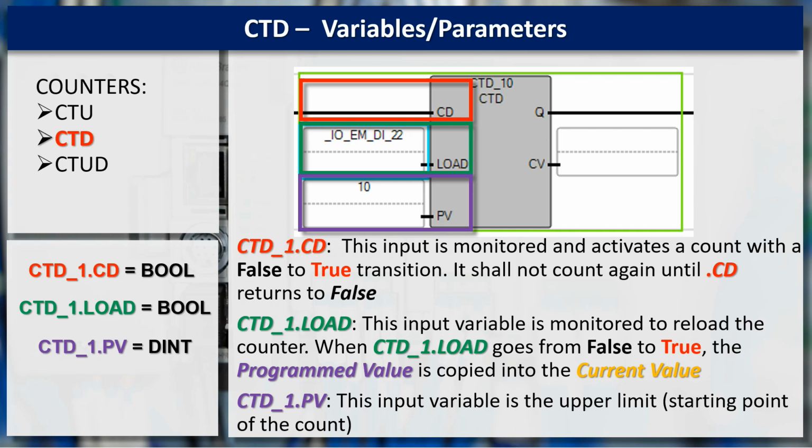They also have the load, which is a Boolean input. This value is monitored to reload the counter. So when the CD_1.load goes from false to true, the programmed value is copied into the current value. And finally, the other input we have is the value that we type in for the programmed variable, and it is the upper limit or starting point of the count.